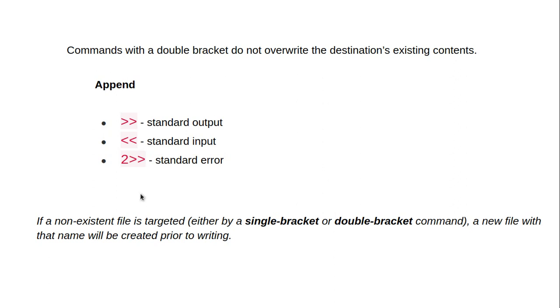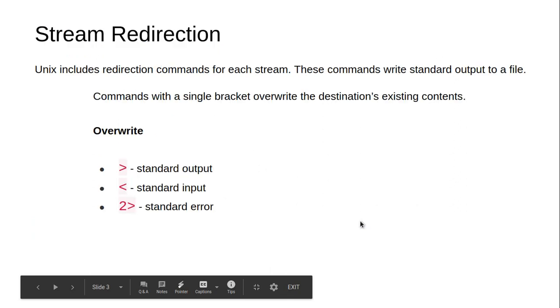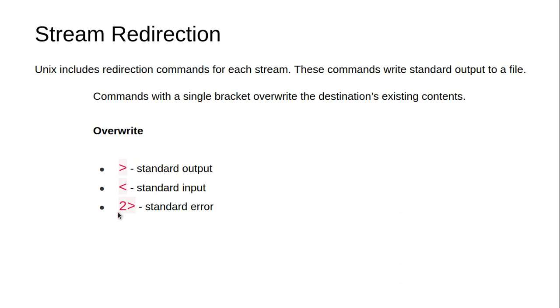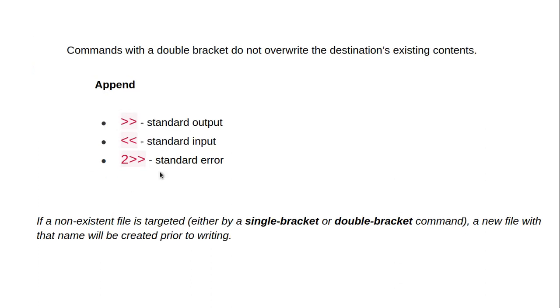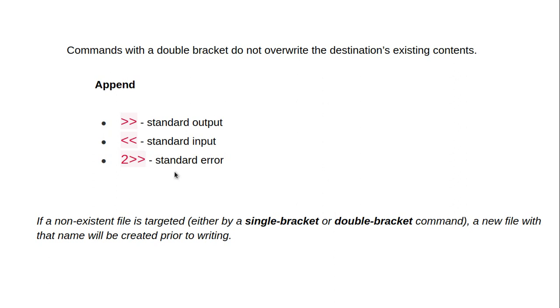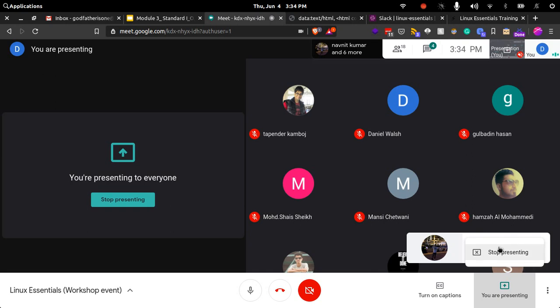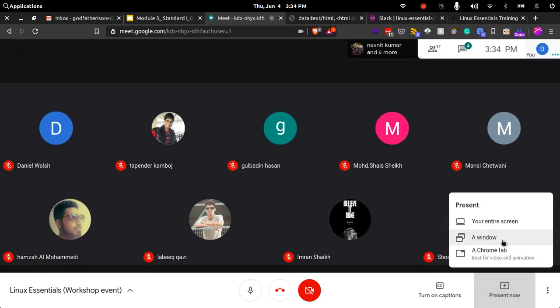And one important thing to note is, if we provide a file and that file does not exist on the file system, then the new file will be created. Okay, either if you use single bracket or double bracket, if the file does not already exist, then the new file will be created. So stream redirection is very important. Let us just quickly roll back to our screen and check quickly.